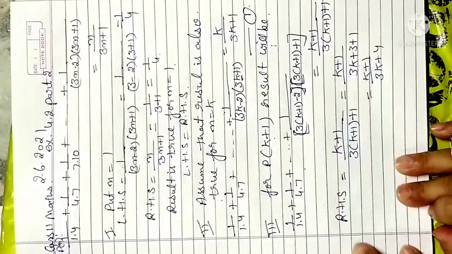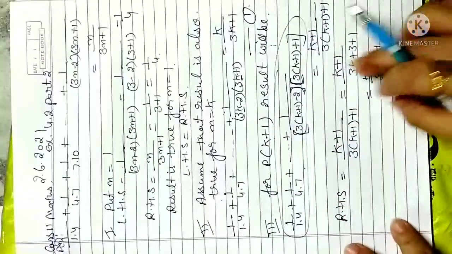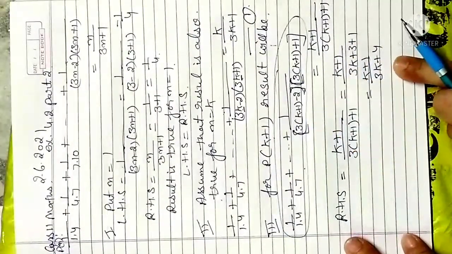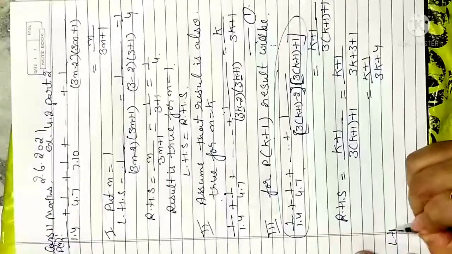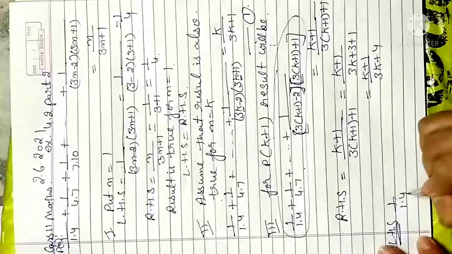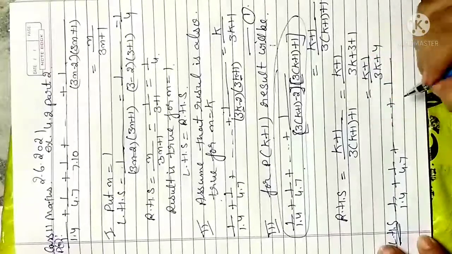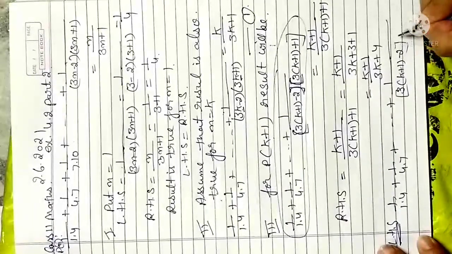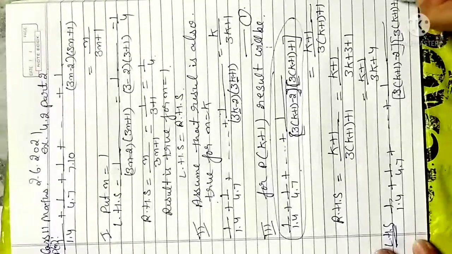Now I have to move to my left hand side. When I am going to prove this, I check whether the left hand side is equal to the right hand side or not. So I pick that term in my left hand side. That is 1 by 1 into 4, 4 into 7, and my last term will be 3(k plus 1) minus 2 in the first part, and the second part is 3(k plus 1) plus 1 in brackets.